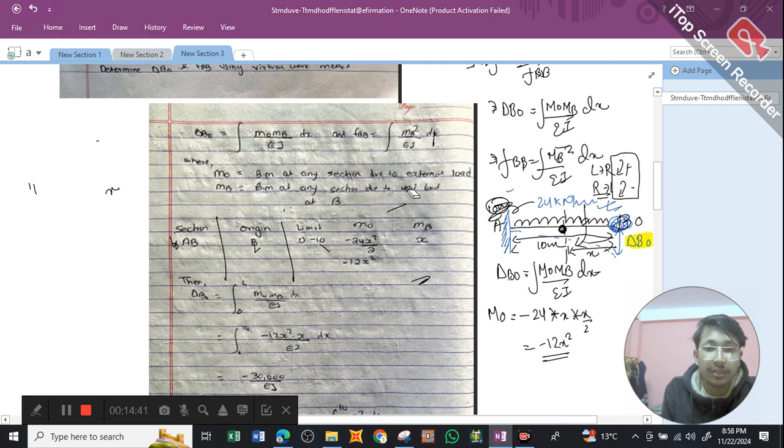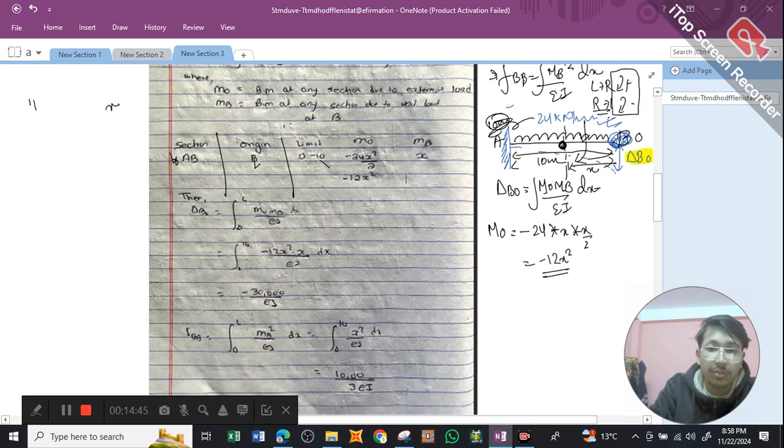If you have any comments, you can comment down below and I'll answer you there. Now we have our original formula of delta B naught, which is equal to the integral of M naught, which is minus 12x square, into mb, which is x. We need to put on our limits as well. So our limit is from 0 to 10, and we put the limits on the antiderivative, from 0 to 10.